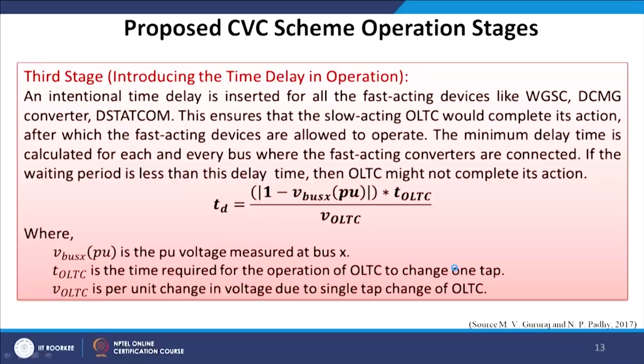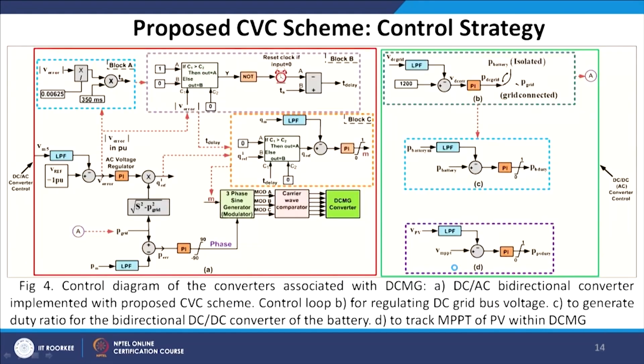The minimum delay time is calculated for each and every bus where the fast acting converters are connected. If the waiting period is less than this delay time, then the OLTC might not complete its action. And this is what the proposed CPC scheme does, unlike most of the control schemes we have discussed in the past.